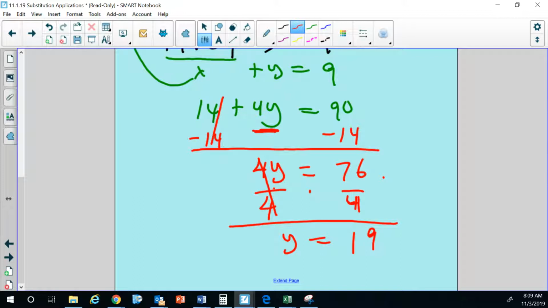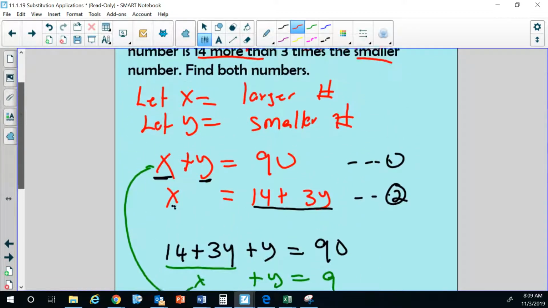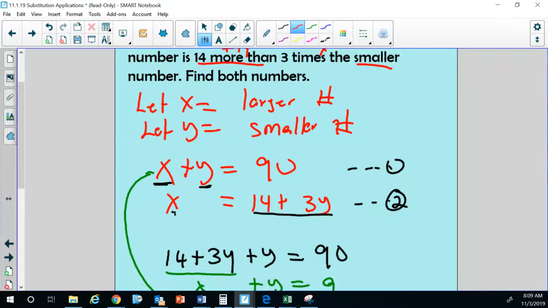Okay. So I have my y value. I found the value of y. To find the value of x now, I take this value of y and I substitute it into the original equation. So let's go back up top. My original equation is x plus y is equal to 90. Now I know what y is, so I can plug in the value of y. Y is 19. So I'm going to go back down.